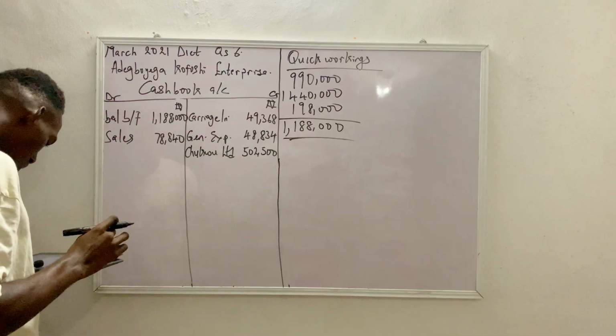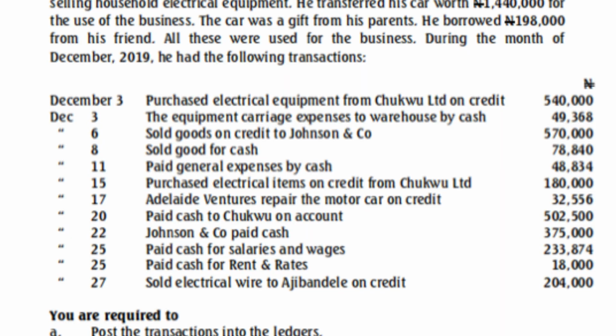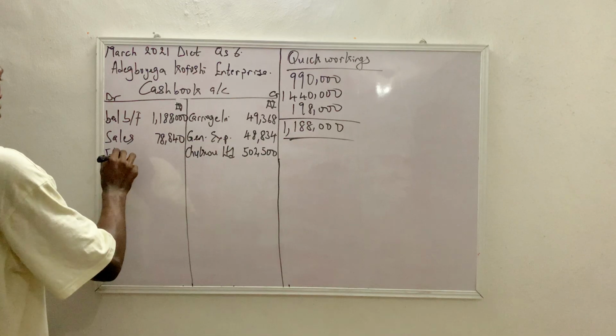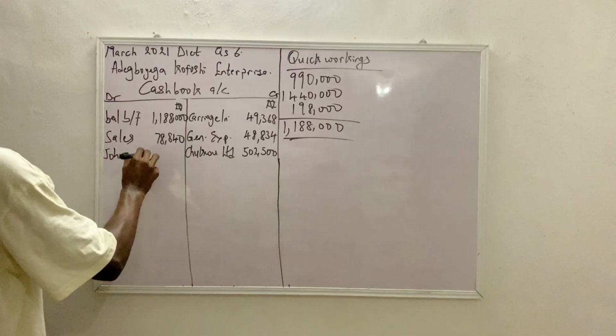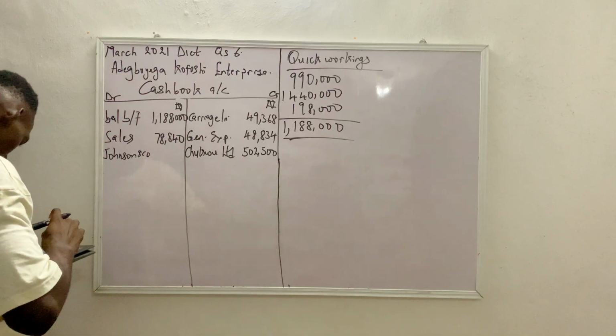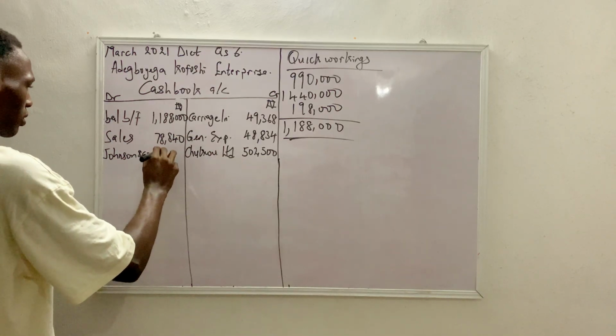Then the next transaction we have here is Johnson and Co. paid cash. So Johnson and Co. is a what? Is a receivable. Looking at the transaction on December 6th, we had sold goods to him initially. So he paid us 375,000 naira cash. So Johnson and Co. is 375,000.